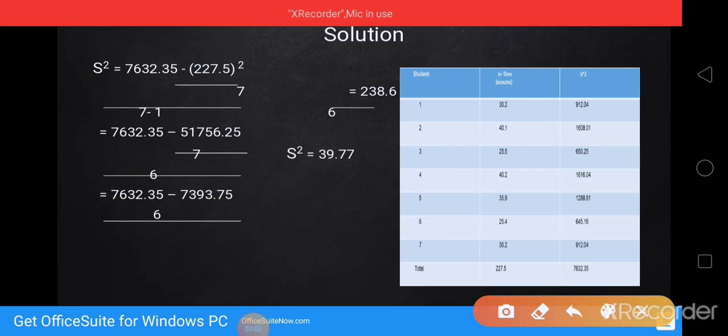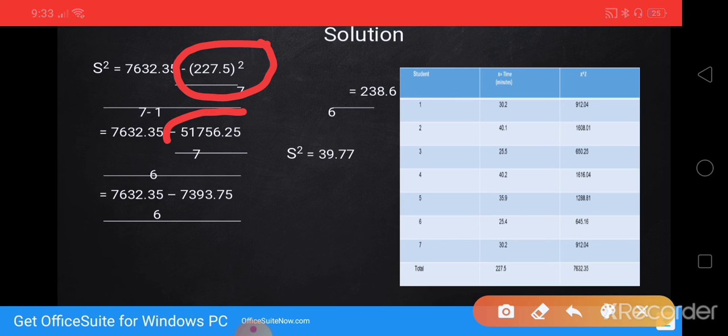Additionally, if we say 227.5 to the power of 2, you need to multiply it by itself. For example, 227.5 times 227.5 equals 51,756.25.